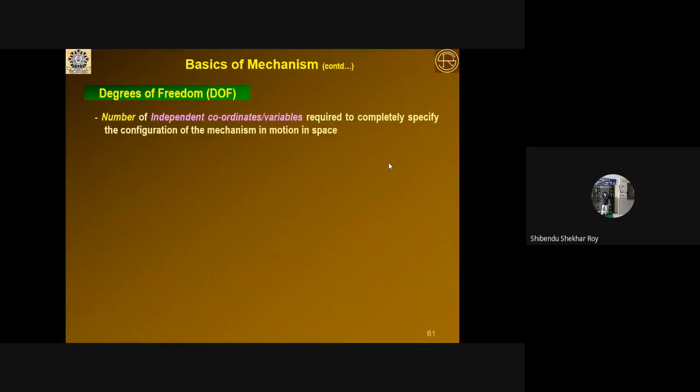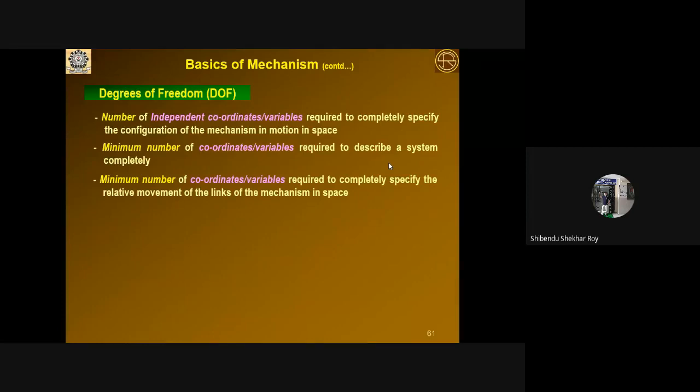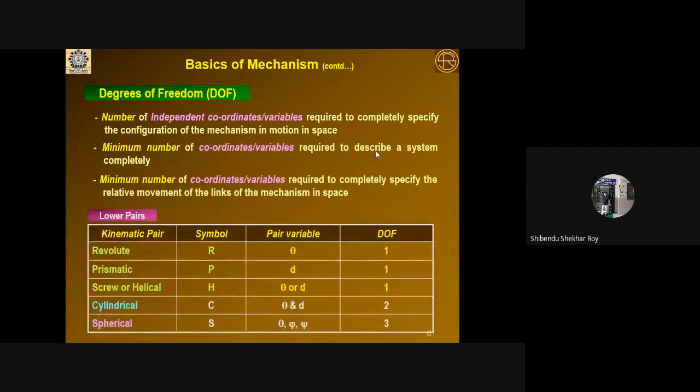We have also discussed the definition of degrees of freedom. And here the most important keyword is the number of independent coordinates required to completely specify the configuration of a mechanism in motion in space, or in plane also, if you would like to describe its motion in plane. Now we have also discussed the degrees of freedom of different kinematic joints or kinematic pairs.